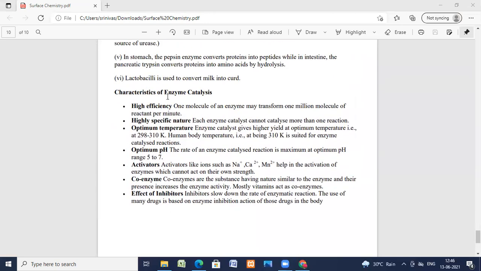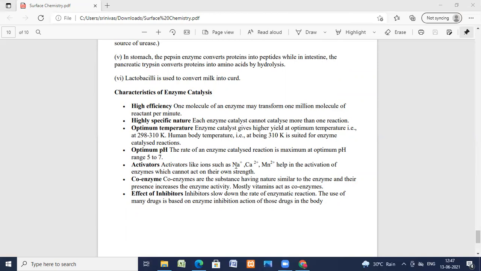Now, what are the characteristics of enzyme catalysis? It should be highly efficient, highly specific in nature, with optimum temperature and optimum pH. An enzyme can transform 1 million molecules of reactant per minute. That is the efficiency. It should be specific. As I've told you, each reactant will give different products, so each enzyme will give different products. The temperature should be optimum for high yield. The body temperature should be suited for the enzyme catalyst. The rate of an enzyme-catalyzed reaction is maximum at optimum pH 5 to 7.